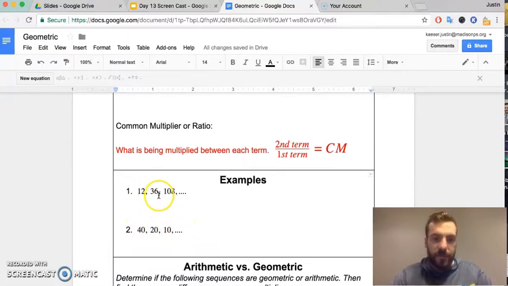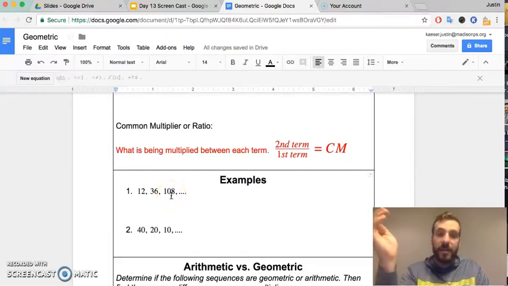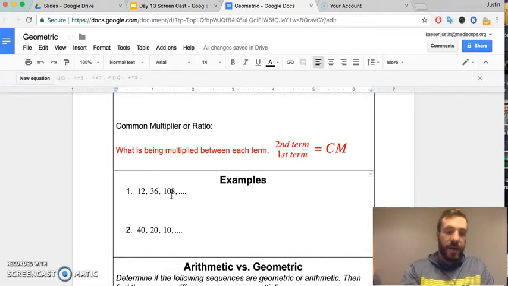So the first one. First, you always want to assume everything's arithmetic. It's the easiest thing. See if it's adding or subtracting by the same thing every time. So to get from 12 to 36, you add 14. Nope, try that again. 24. So you add 24. Now, if we add 24 again, that's not 108. Definitely not 108. That's only 60. So it's not arithmetic. So as soon as it's not arithmetic, you try the next thing, geometric. We'll see if it's multiplying.